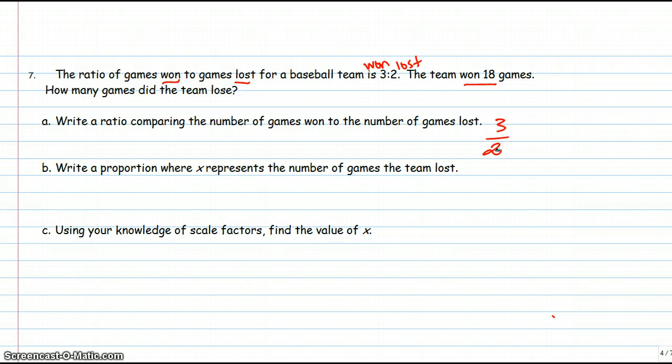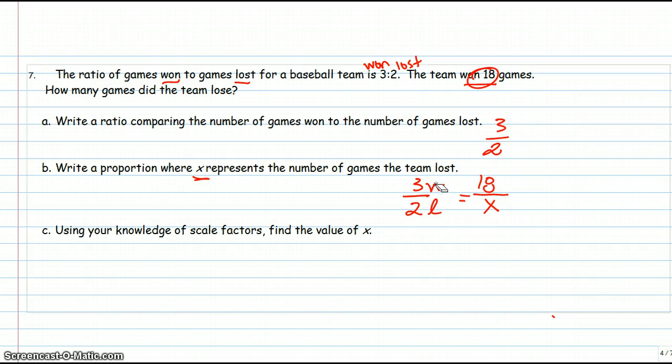Write a proportion where x represents the number of games the team lost. Well, the team lost x games, right? That's what we're trying to find. And they won 18. So hold on a sec. Let's look at the 3 halves. This was wins versus losses. If x here is supposed to represent losses, it needs to go on the bottom of our proportion. And then if they won 18 games, 18 has to go on the top of the proportion.